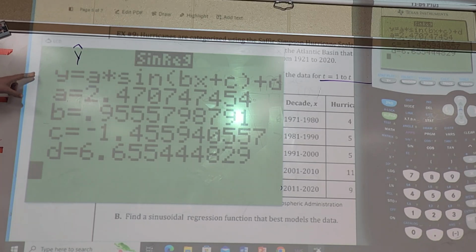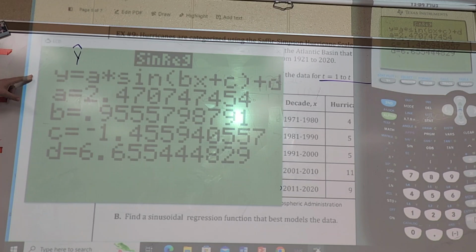Because what's that hat mean? It's a predicted value. That's important on this because it's going to come up every unit.